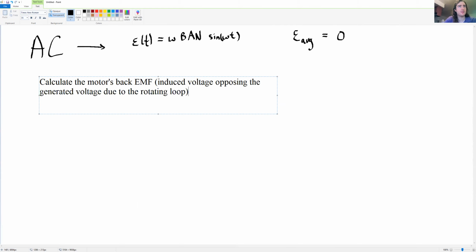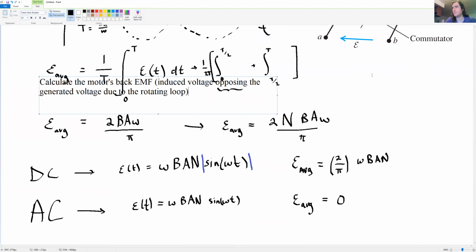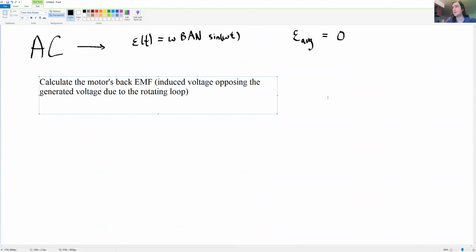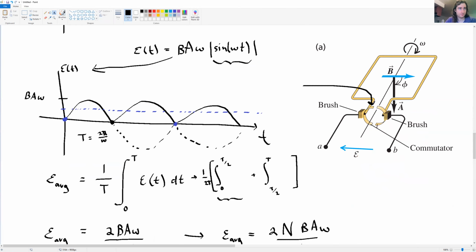So let me read a little bit of this statement here. The generator that we have here is a direct current generator. Let me scroll up for a second and talk about this motor real quick. So this is a DC motor. It's a DC generator. The EMF always has the same sign. That's what DC means. Alternating, it goes plus, minus, plus, minus, plus, minus. Here we have the same sign, always positive.